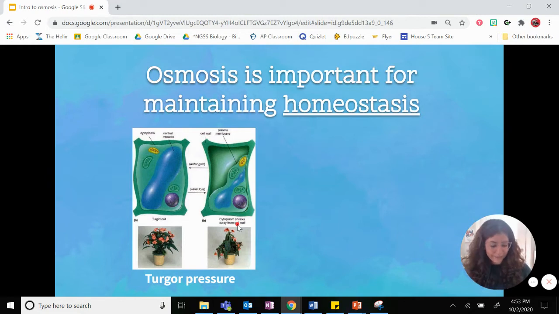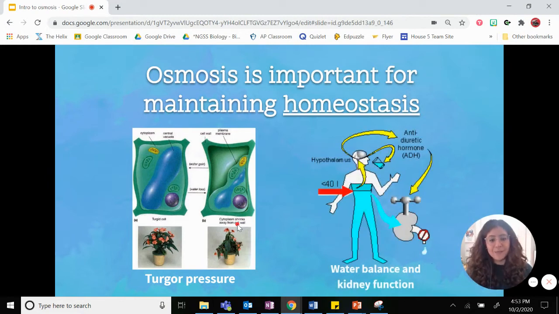So that's one example. A second example for how osmosis is really important is water balance in your body. Everything your kidneys do is mostly regulate how much water is in your blood. And that's important because we need water to do all sorts of important things in our cells. And so we have a whole organ in our body that is dedicated just to making sure we have the right amount of water, and that organ works all by osmosis.